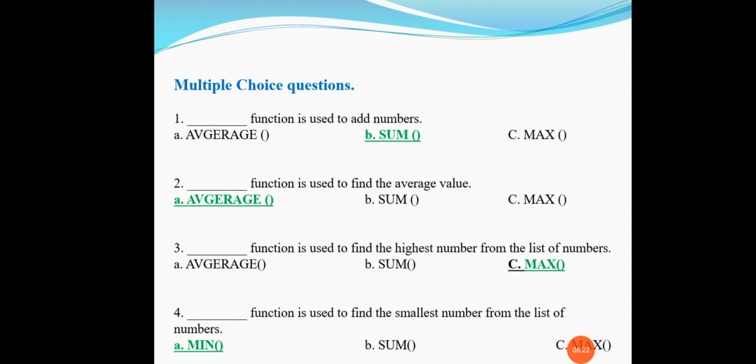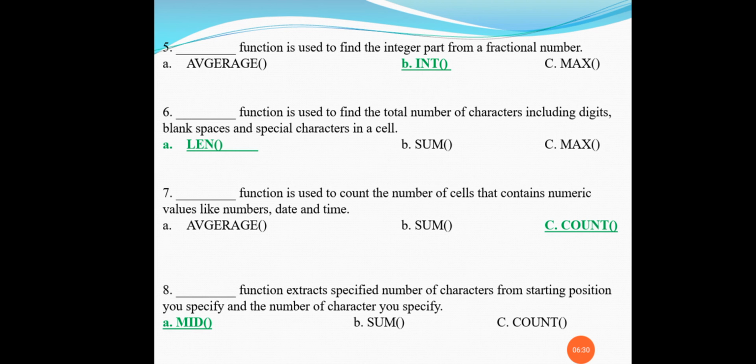Fourth one, dash function is used to find the smallest number from the list of numbers. Options are A. Mean, B. Sum, C. Max. So answer is mean here.